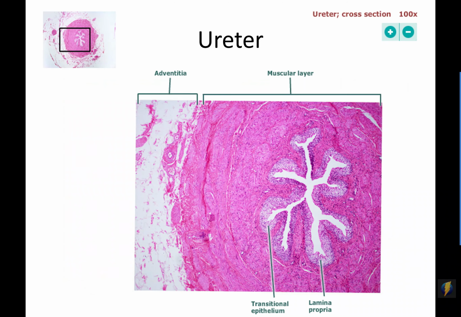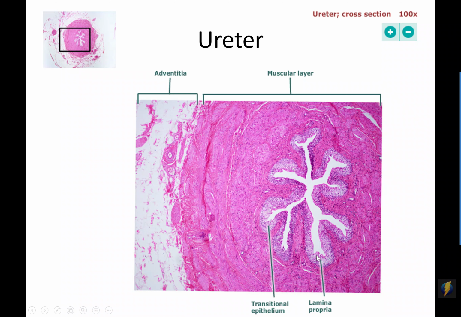The next organ, in terms of looking at the histology of the urinary system, is the ureter. This is what is going to transport the urine from the kidneys to the bladder. It's kind of a 3-layer wall. So there's, well, really a 4-layer wall, because there's 2 layers in the muscles.